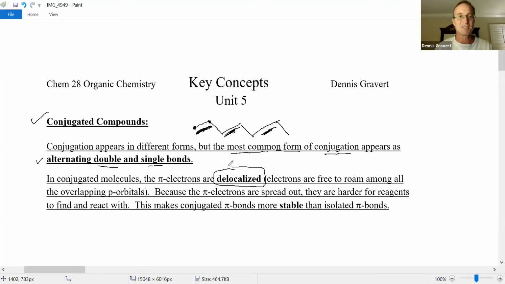I know, there's the word. So we talk about delocalized electrons. And the main point, the main feature, is that if the electrons are free to roam across more atoms, they're more spread out. And if they're not pinned down, it makes it harder for reagents to react with them. By spreading out the electrons, the molecule becomes more stable, more resistant to reactions. And stability and reactivity are opposites, right? Something that's more reactive is less stable. Something that's more stable is less reactive. Okay, spreading out the electrons makes them more stable, less reactive.